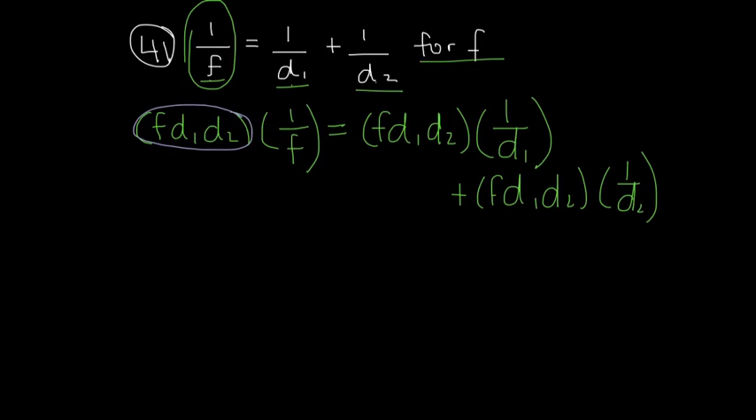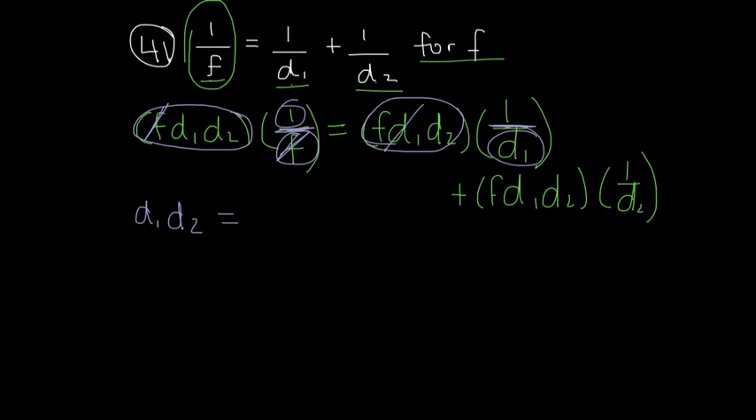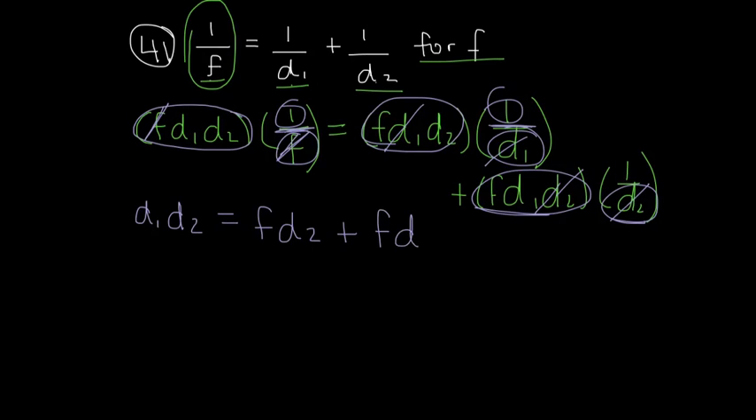F times d sub 1 times d sub 2 divided by f. My f's cancel, so I'm left with d sub 1 times d sub 2 times my numerator that I didn't touch, so that's times 1. Well, anything times 1 is just itself, so I'll just leave that as d sub 1, d sub 2. Equals f d1 d2 divided by d1. My d1's cancel, so I am left with f times d sub 2 times 1, which just leaves it itself, plus f d1 d2 divided by d2. My d2's cancel, so that leaves me with f times d1.